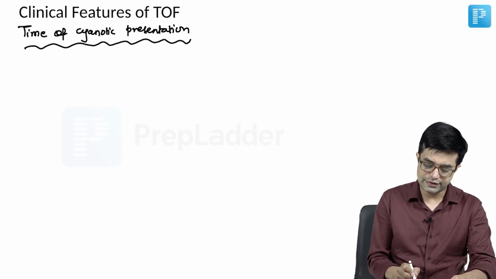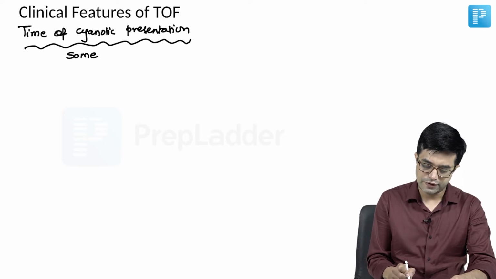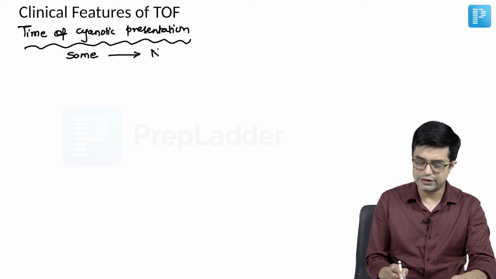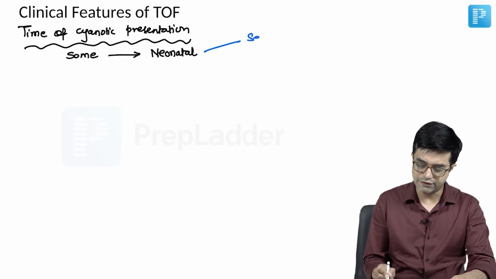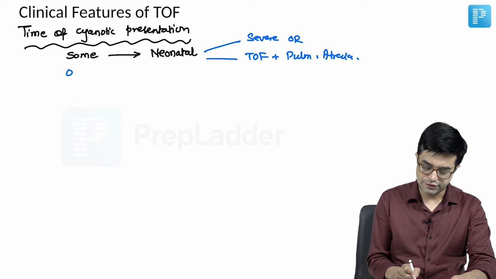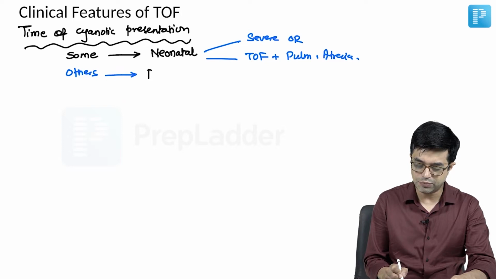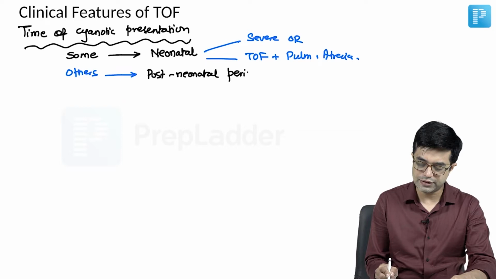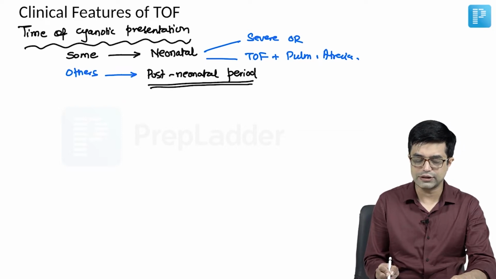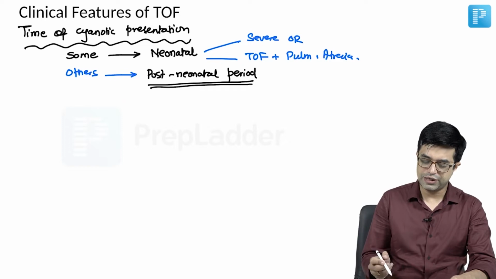Now, we find that some of these patients are found to have cyanosis even in the neonatal period. But these are the patients who are having either a severe form of TOF or they are having TOF with pulmonary atresia. The vast majority others will have presentation happening, cyanosis will appear in the post-neonatal period. And that is why TOF is not the most common cause of cyanosis in the neonatal period. So, others will appear in the post-neonatal period.